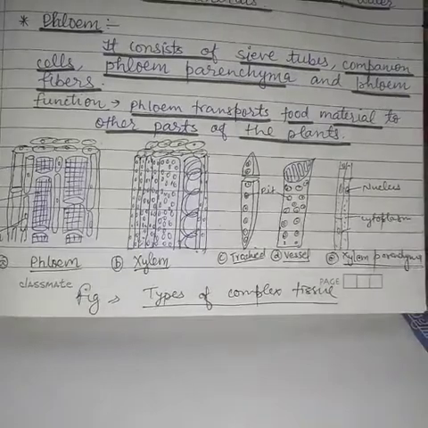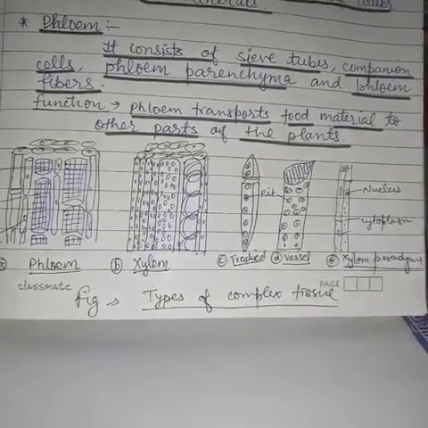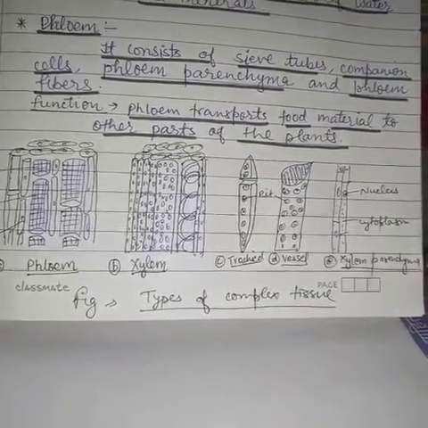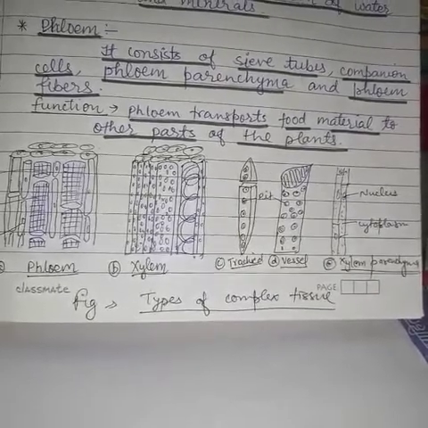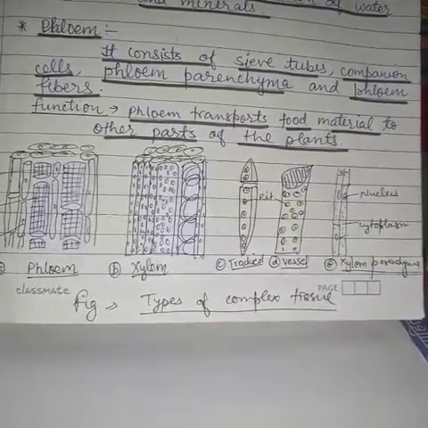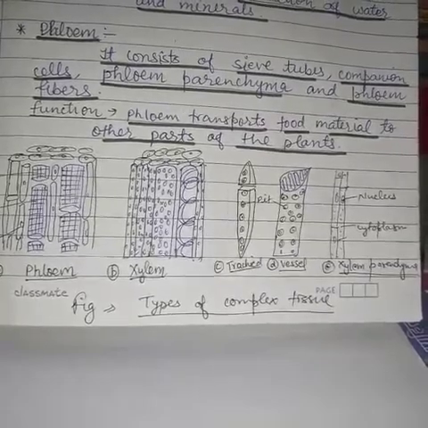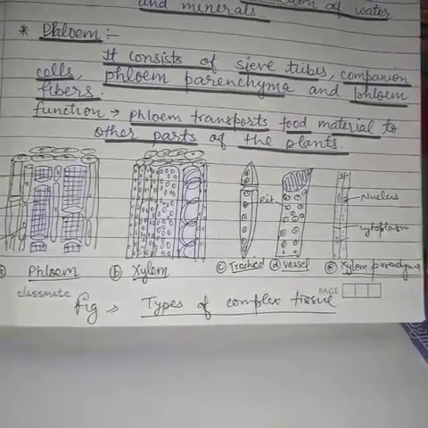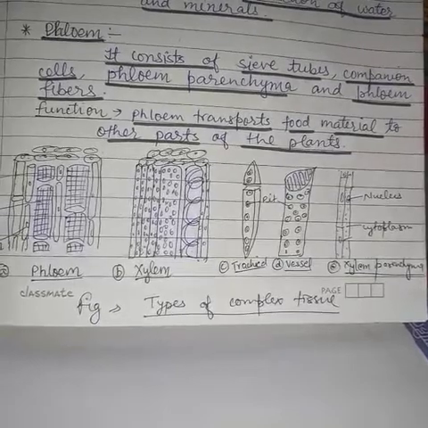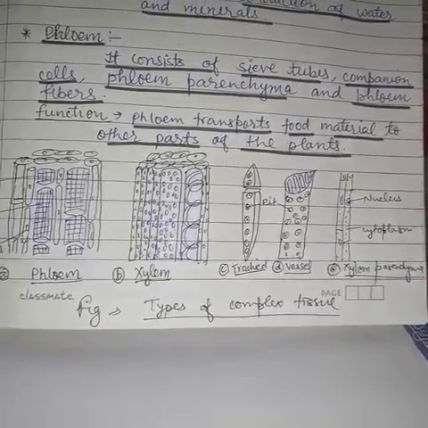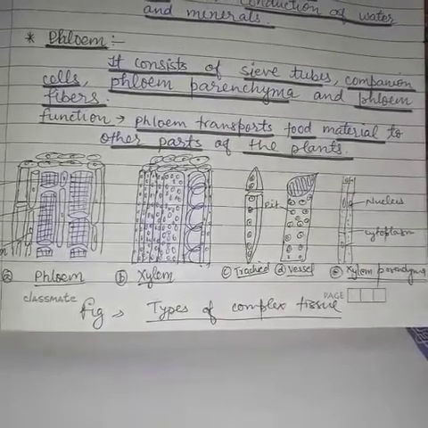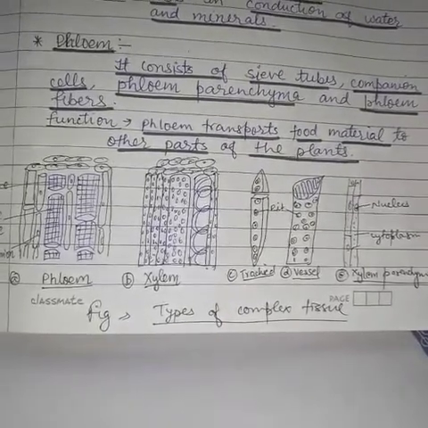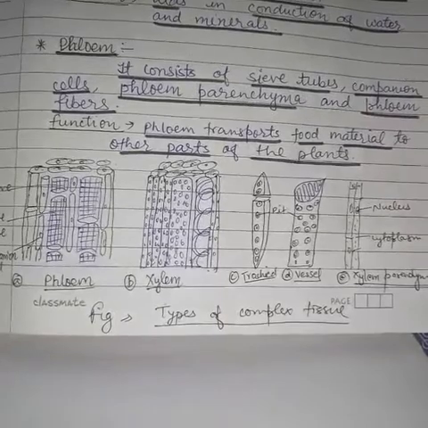And xylem parenchyma and phloem parenchyma both have a cytoplasm and nucleus, which transport the food material and help in the development of the plant body, otherwise tissue of the plant. These are all about complex permanent tissue.